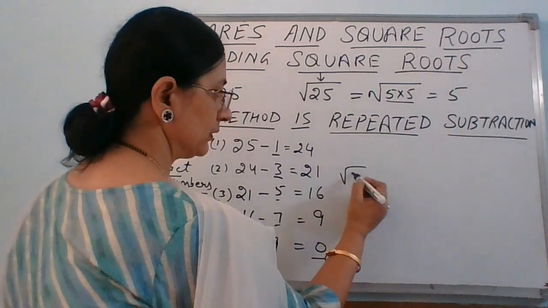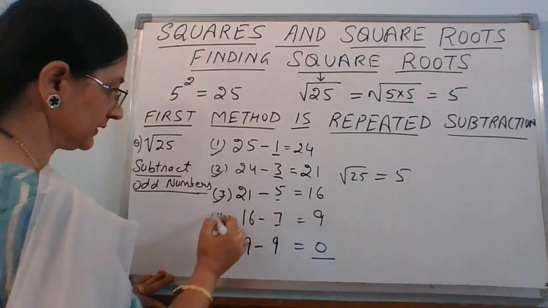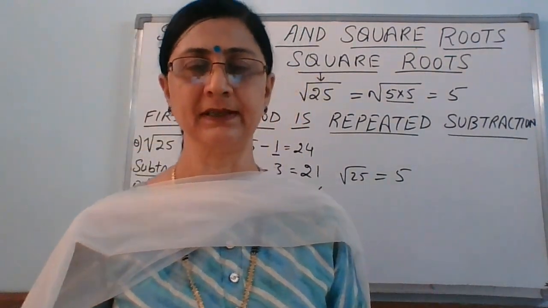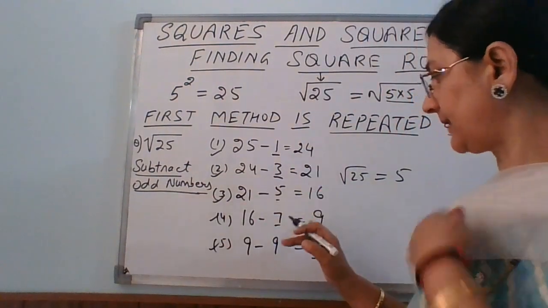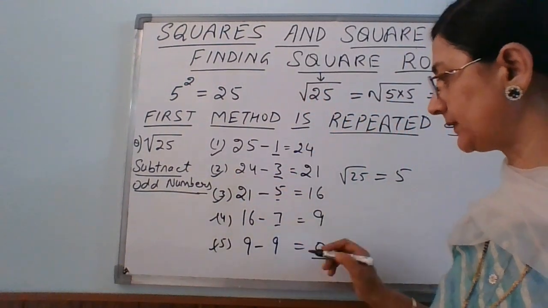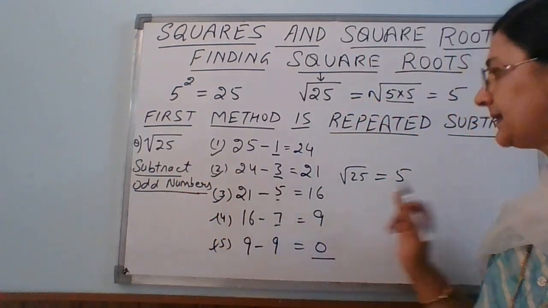Like the square root of 25 is 5 because there were 1, 2, 3, 4, 5 steps in which we subtracted the odd numbers. Then we got some answer, and in the last we got 0. So in 5 steps we got that 0. So we got to know that the square root of 25 is 5.